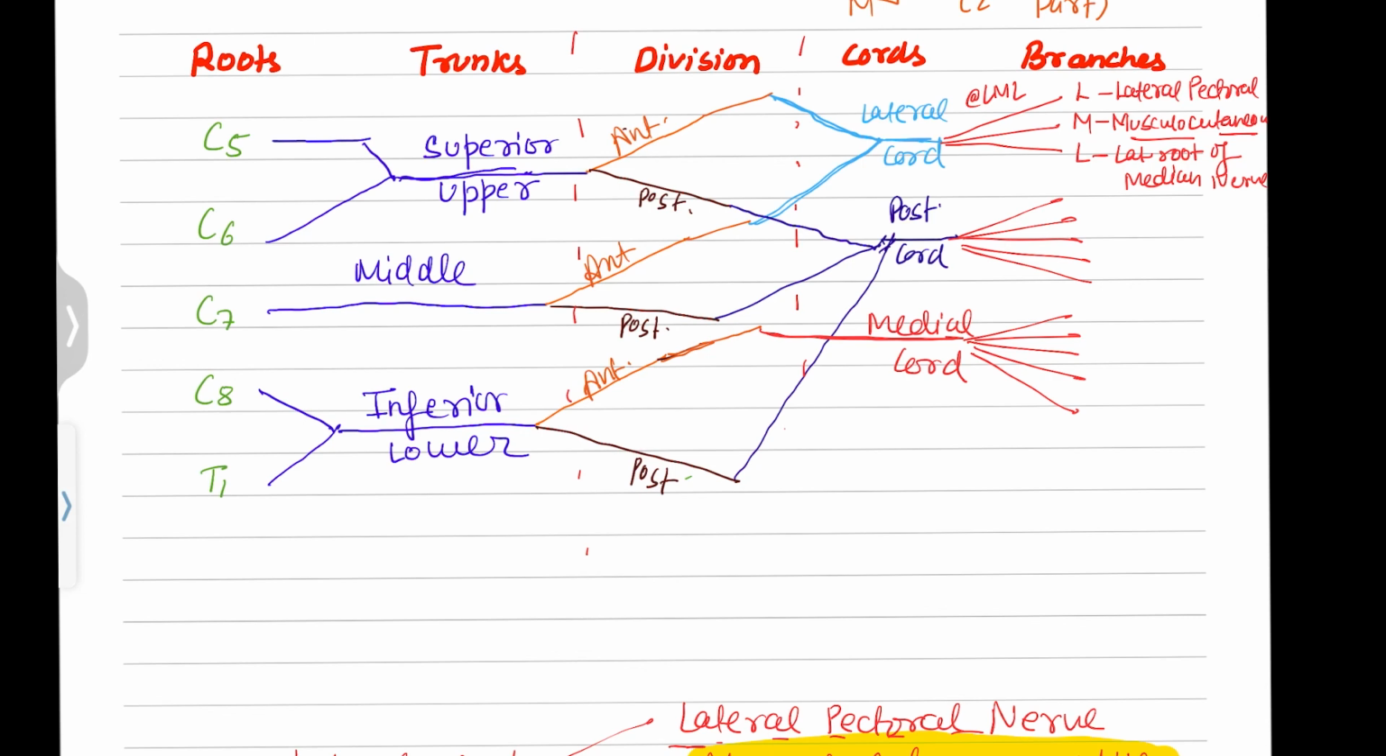Okay. So the C5 is going to give a branch known as the dorsal scapular nerve, having the root value as C5 only. And then there is another nerve given by the roots only, that is going to be the long thoracic nerve, also known as the nerve to serratus anterior, or also known as the bell nerve.